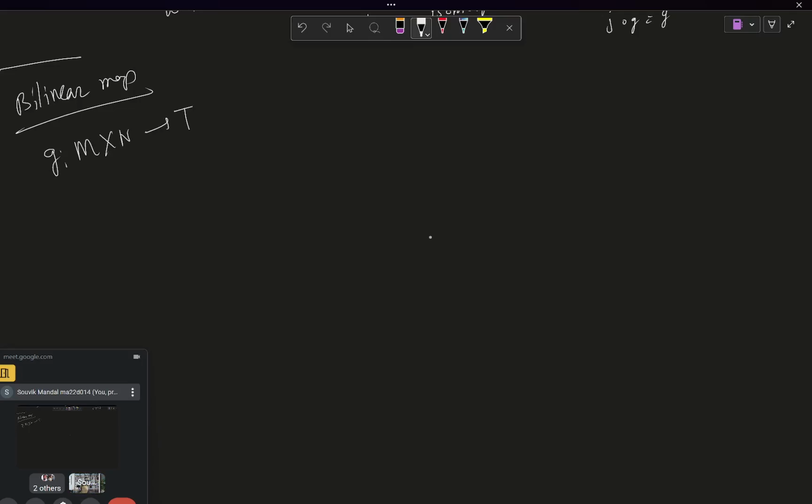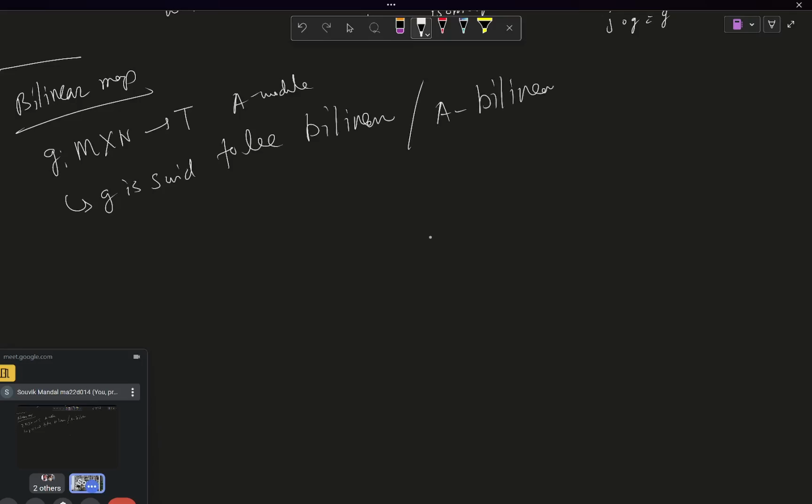These are not connected with these A, B, C. These are some modules M, N and P, and everything here is an A module. Then G is said to be A bilinear if G is linear in each component.